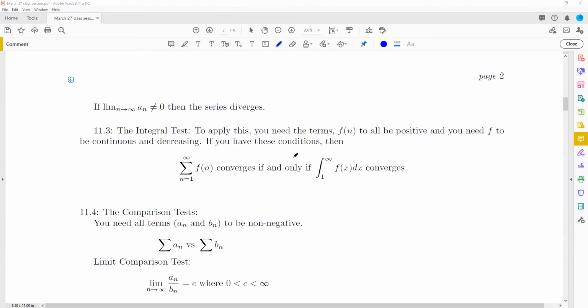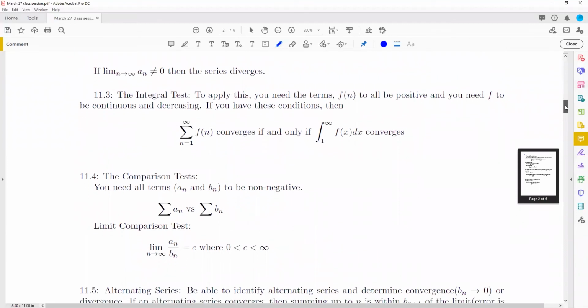So what today's all about is just reviewing the different methods that we learned. Here's the integral test. In order to apply it, your terms have to correspond to a function, they all have to be positive, continuous and decreasing. If you have that, then this series converges if and only if this integral converges. But you have to have the conditions.